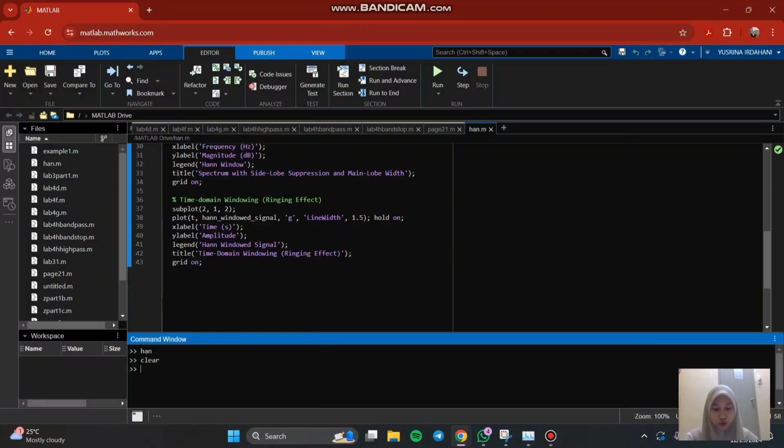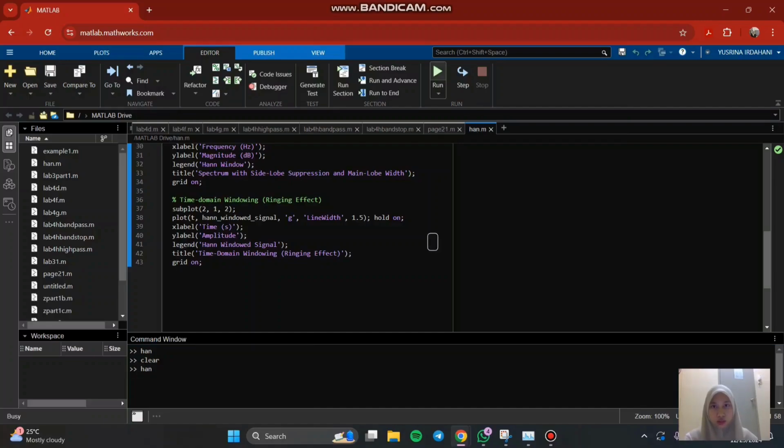The second subplot shows the time domain signal after applying the Hunt window. This illustrates how the signal is tapered in the time domain, reducing the abrupt discontinuities at the edge. And this is it. This code effectively demonstrates how to use a Hunt window for spectral analysis, highlighting its benefit in reducing spectral leakage. So here's the result.